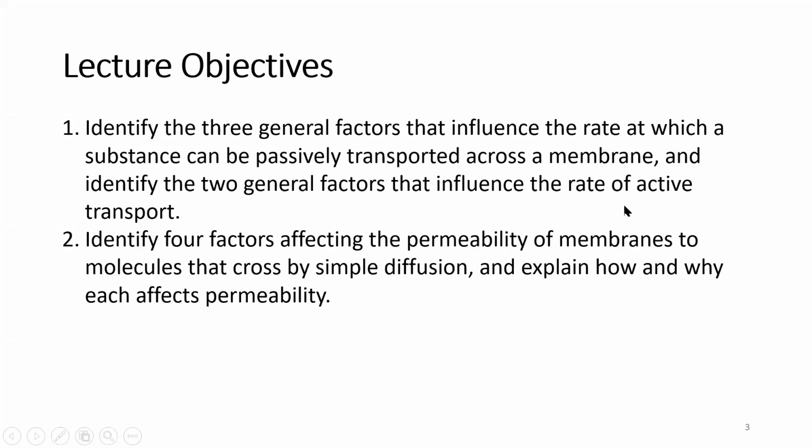Okay, all right, so we're moving on to the second part of membrane transport. Our first objective here is to identify the 3 general factors that influence the rate at which substances can be passively transported across a membrane. And then we'll speak about the 2 general factors that influence the rate of active transport, okay?